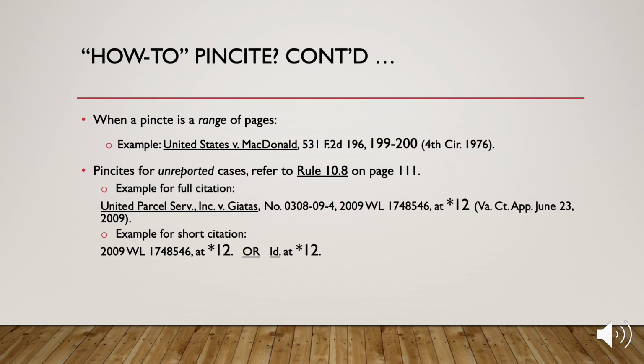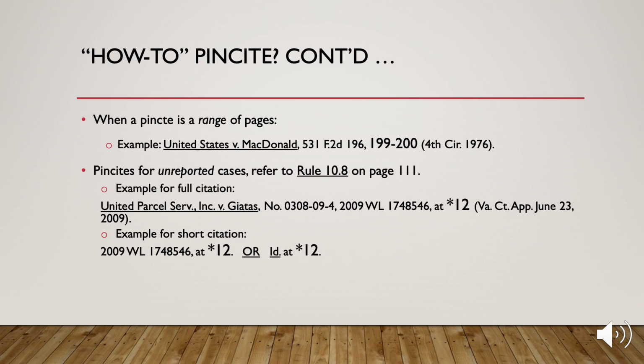How to Pincite a range of pages. The example provided here is a full case citation, and the only difference is the range. To denote a range of pages, use a hyphen in between the first page of your Pincite and the last page of your Pincite, without any spaces added. You'll see below there's an example with United States v. McDonald, and that's pages 199 through 200.